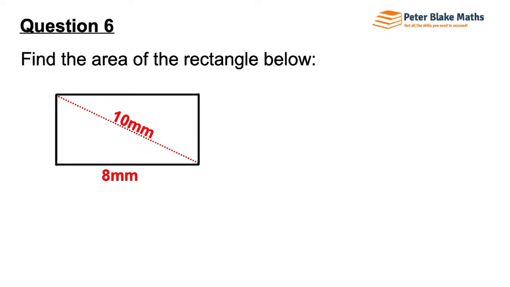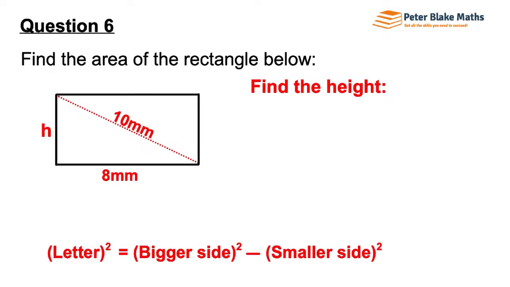Okay, this looks tricky because we have a diagonal there of 10 millimeters. We have a base or a length of 8 millimeters, but we don't have a height. So it's going to be hard to find the area if we don't have the height, so we'll need to find that. If we put an H there to indicate a missing height, this is a rectangle, so we know there's a 90-degree angle in the bottom left-hand corner there. We'll use Pythagoras and work backwards to find the height.